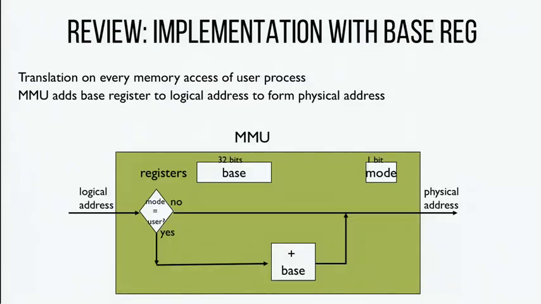If you'll remember, if you look inside the MMU, there's this base register. When a logical address comes in and we check what mode we're running in, if we're running in user mode, then we need to translate that address from a logical address to a physical address. So you just add the base pointer to the offset within the logical address space to get the physical address. Whereas if it's the OS that's running, then we take the no path and just let that address go through as a physical address.